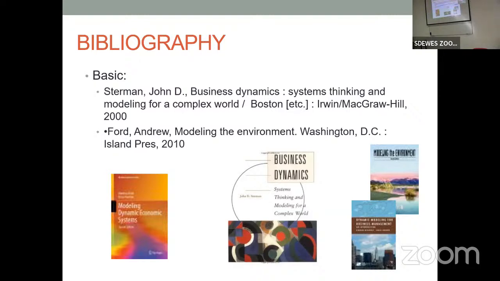And the other one I like a bit more, and it has a lot of good examples. It's from Andrew Ford, Modeling Environment. This is the first edition, but there is a second one. This is the first and the second one. I don't remember exactly what the year of the second edition is, but obviously later.